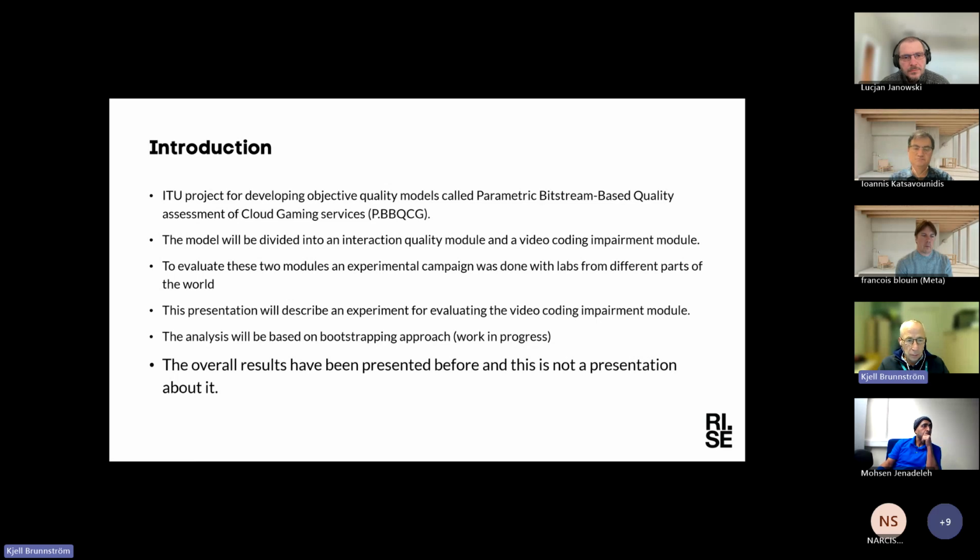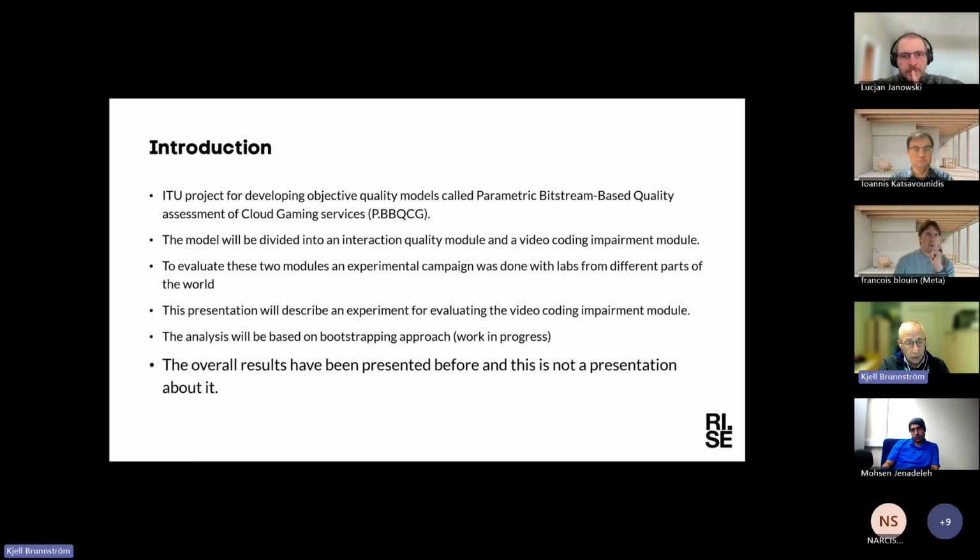That is an ITU project where they try to develop a model that is divided into an interaction quality model and a video coding impairment model. So they have had an experimental campaign with different labs in different parts of the world to collect data. And we participated in an experiment evaluating the video coding impairment module. And I started to do some analysis of the data we got, and I did a little bootstrapping on that.